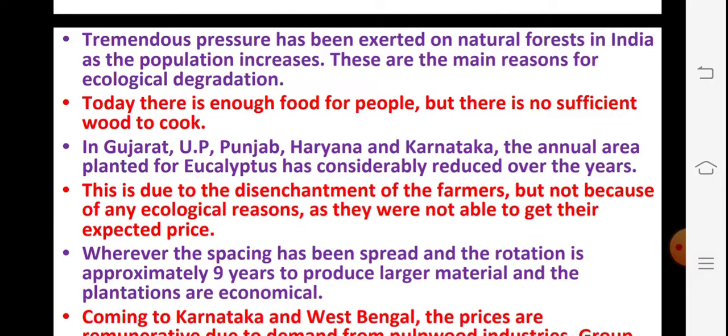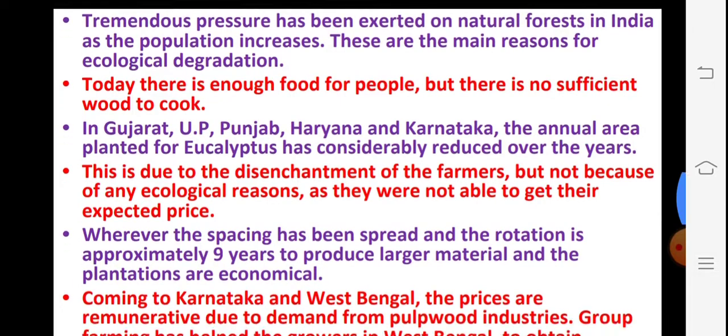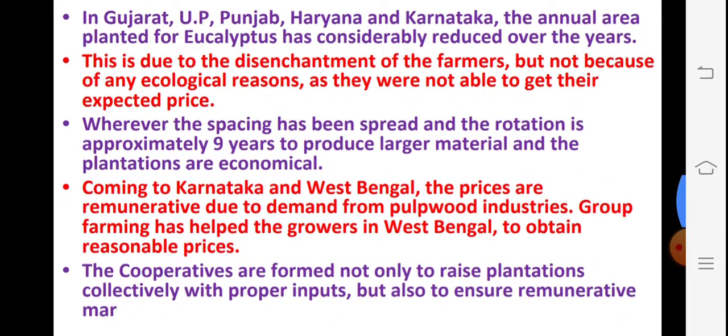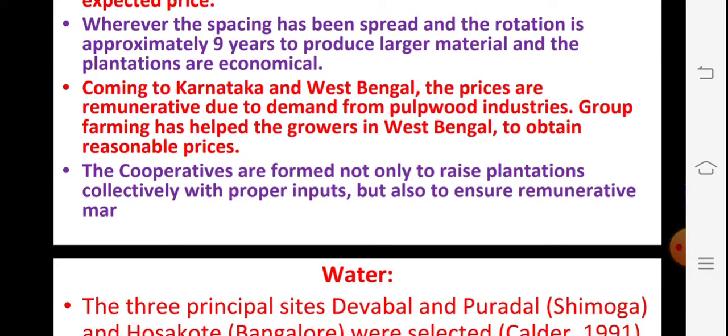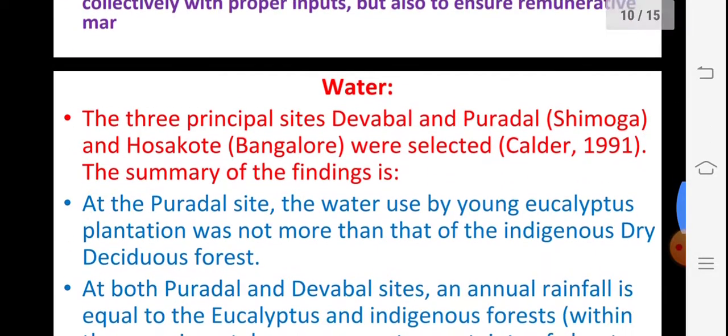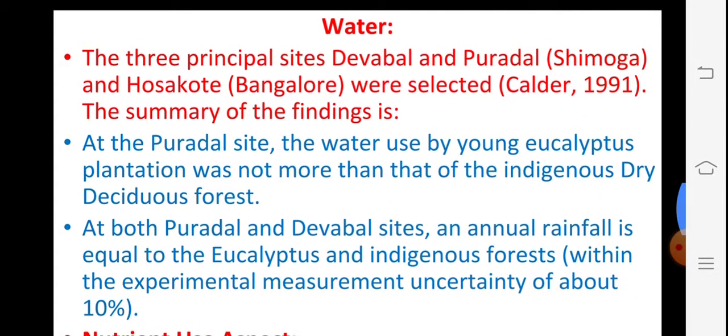So today it is enough as food for the people, as a job, or the wood is used for the fuel purpose. In our different states, they are commonly used. So ecological conditions are also maintained in the forest areas. Then in relation to water, there are three principal sites as per government record. In 1991 Calder gave a certain opinion.